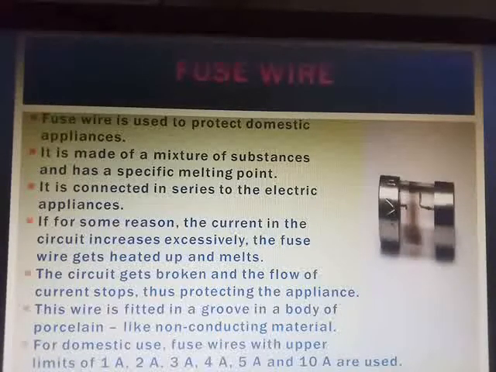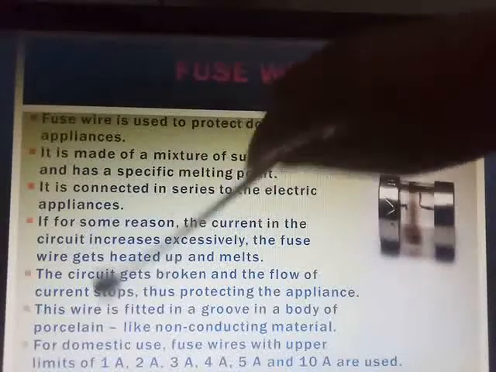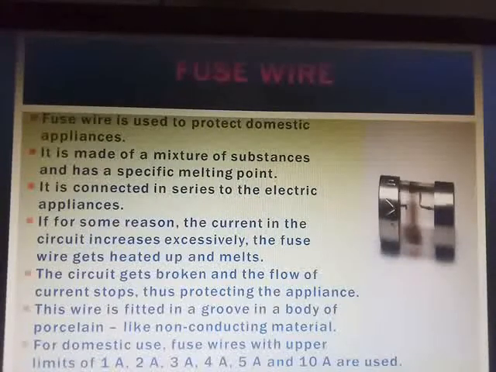This wire is fitted in a groove in a body of porcelain-like non-conducting material, and for your domestic uses, the fuse wires with upper limits of 1 ampere, 2 amperes, 3 amperes, 4 amperes, 5 amperes and 10 amperes are used. So today we have revised all the topics for chapter number 3, that is current electricity.